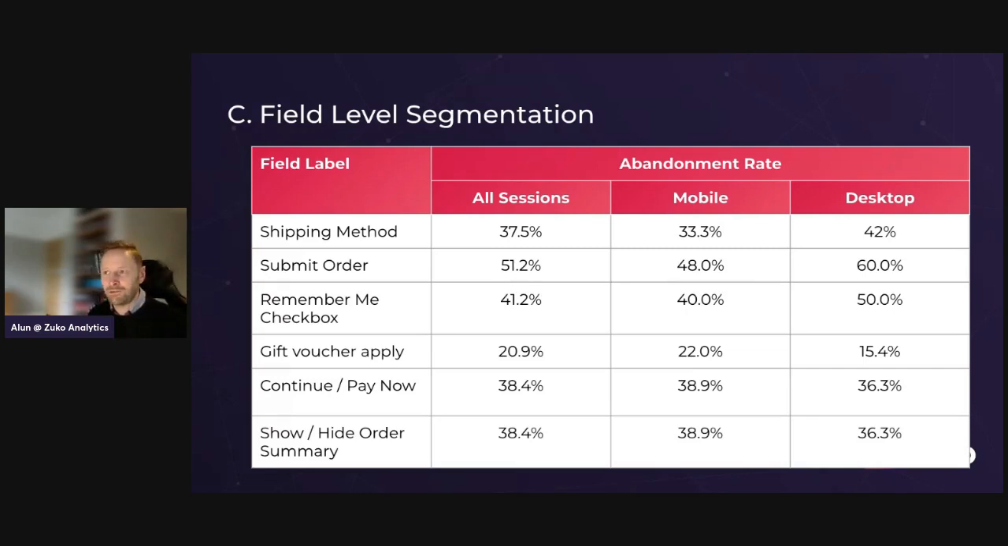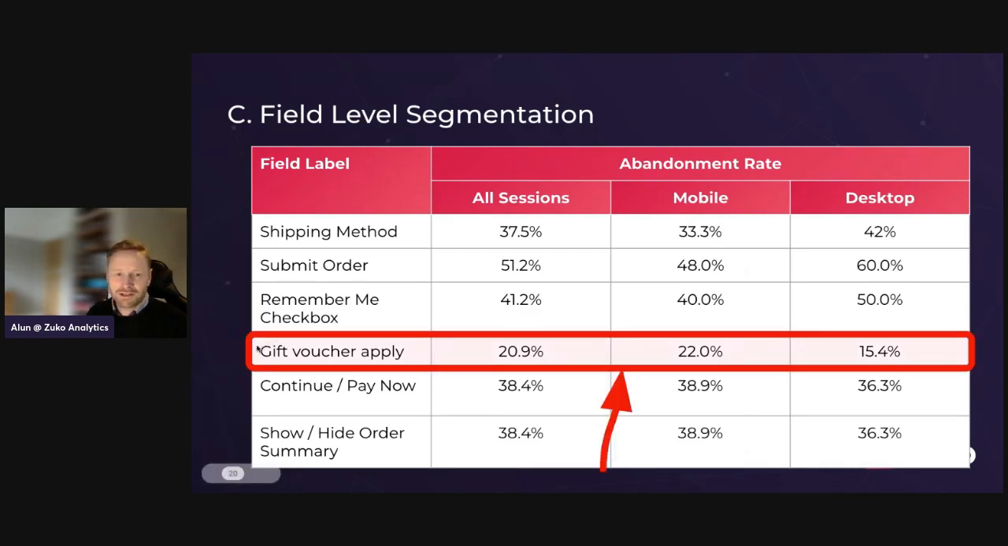And to give you an example here from an e-commerce checkout, again, we've got the fields down the left, we've got the abandonment rate, so for all sessions, but then split out between mobile users and desktop users here. And the one I'd like to point out in particular is this gift voucher. So, you know, the voucher code, always an issue on a checkout. And what we can see is the abandonment rate, all sessions just under 21%. For mobile users, that's 22%. Desktop is much lower. So that's 15%.